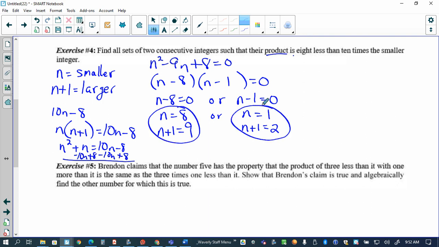You see what it said? Find all sets. Turned out there were 2 sets of numbers that met that requirement. 8 and 9 will work, and 1 and 2 will work.